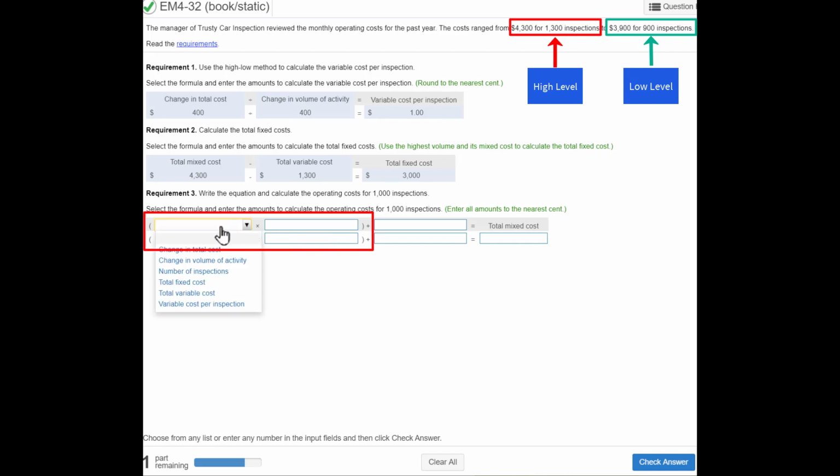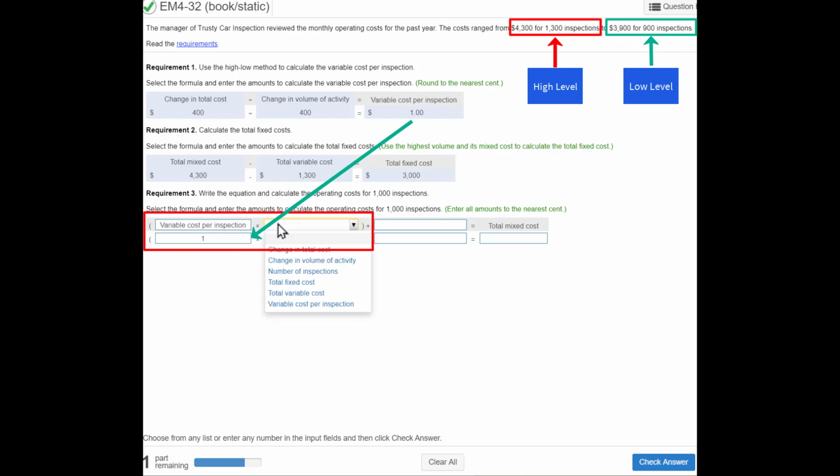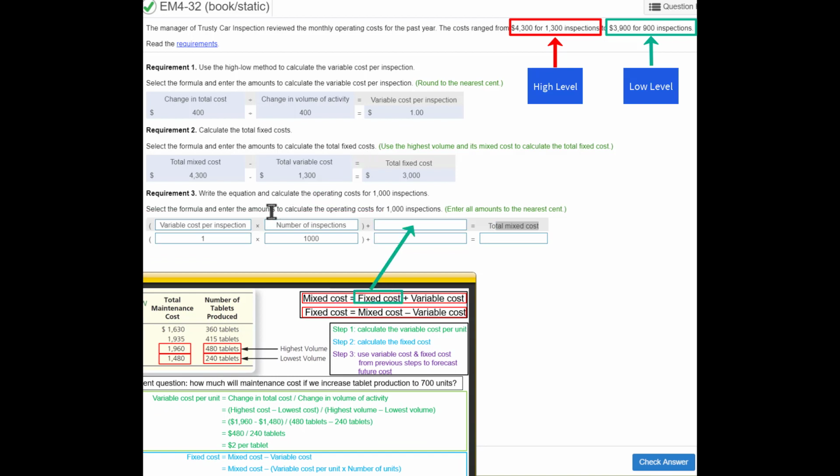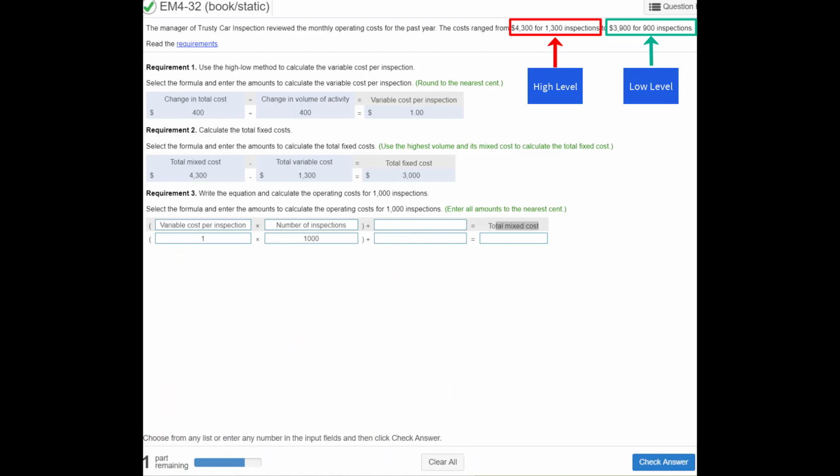That's the variable cost. So how do we calculate the variable cost? It is the variable cost per inspection. So this $1 times the number of inspections, which we're trying to figure out what the mixed cost is, the total cost is for 1,000 inspections. So to finish this formula in words, total mixed equals fixed plus variable. Remember, mixed equals fixed plus variable. We've already got the variable over here, so we need to put fixed right there.